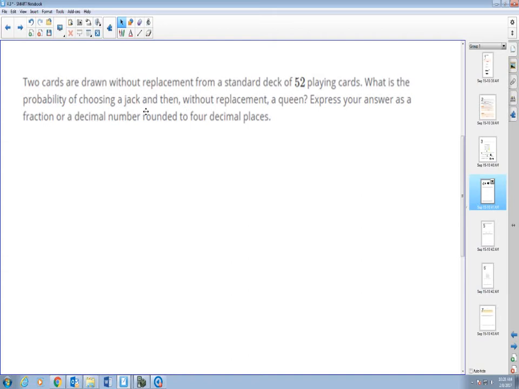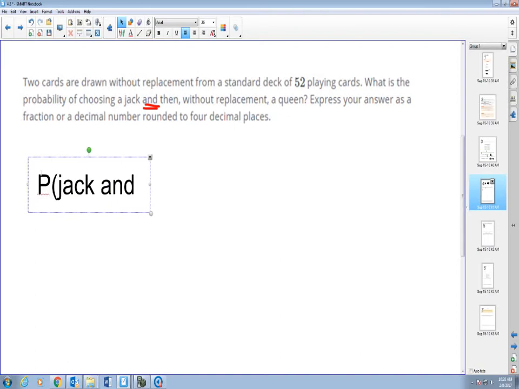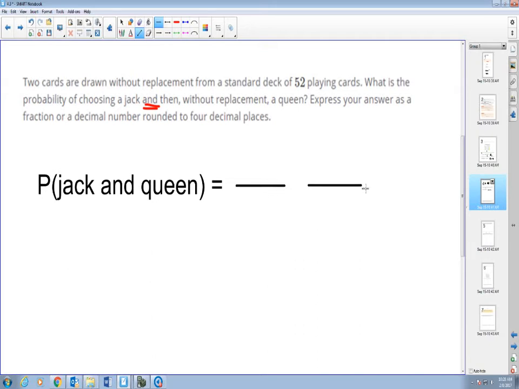Two cards are drawn without replacement. What is the probability of choosing a jack? See that word and right here? And then, without replacement, a queen. So this problem is asking what's the probability of choosing a jack and a queen, without replacement. Does choosing a queen depend on what the jack is? It does, it's a conditional probability because of the without replacement part of it.